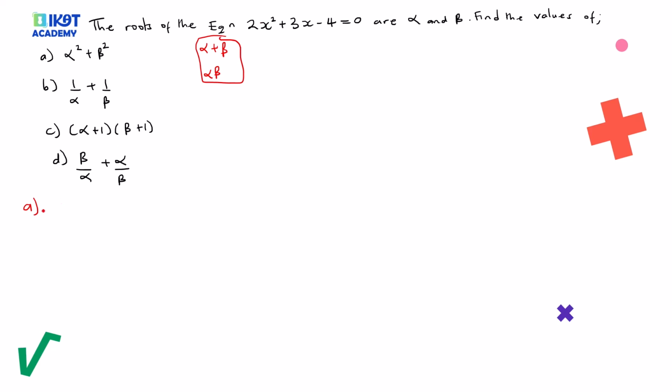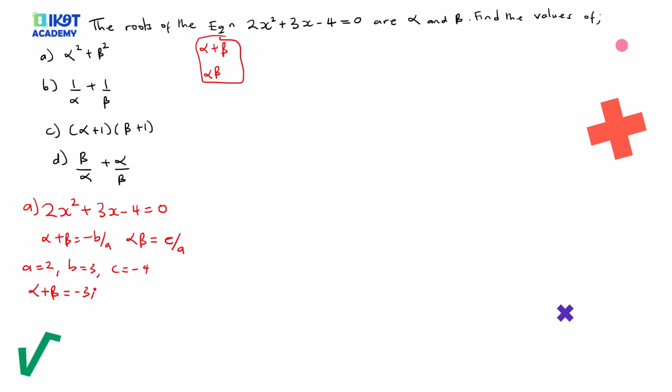So we have this equation. So the equation is 2x squared plus 3x minus 4 is equals to 0. And they are saying the roots of the equation are alpha and beta. So we can find the sum, alpha plus beta, and even alpha beta. Why? Because we know that alpha plus beta will be negative b out of a, and alpha beta would be c out of a. So let's just say a is 2, b is 3, c is negative 4. So what is alpha plus beta? Negative 3 out of 2.